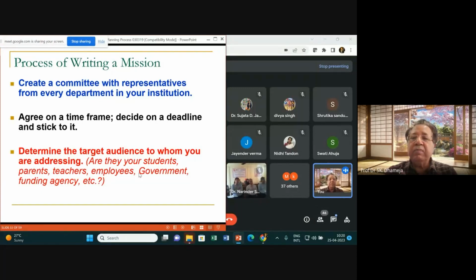Okay, because you can have more than one mission also. There's only one vision. You can have 2 to 3 or 4 missions also. So depending on the target audience, you can have separate missions also. So are they your students, parents, teachers, employees, common funding agencies, etc.?